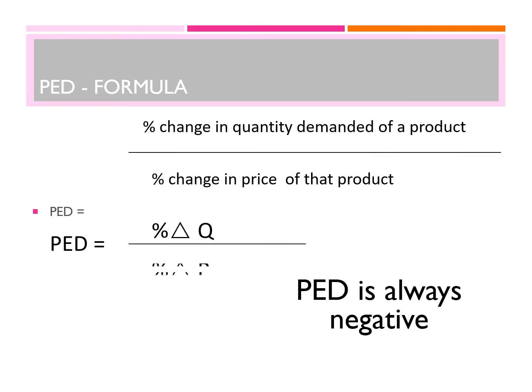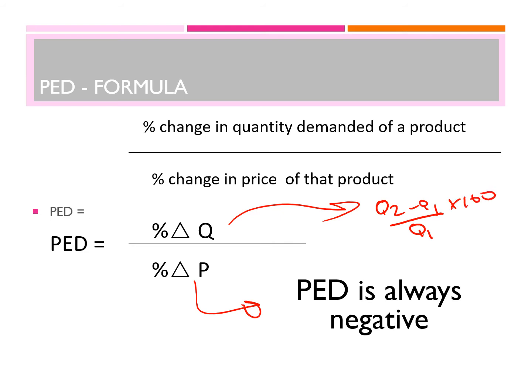So please take your time and write down this formula. And as we said, this one I broke down, and this one I broke down. So Q2 minus Q1 over Q1 times 100. All of it we divided by P2 minus P1 over P1 times 100.